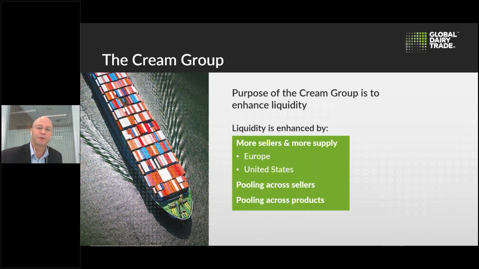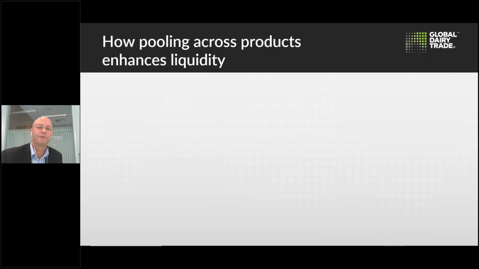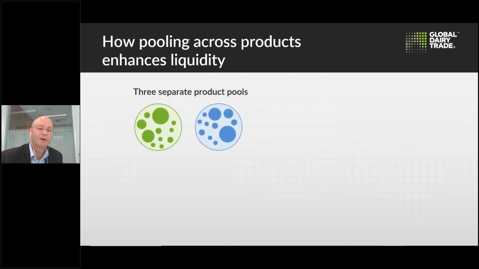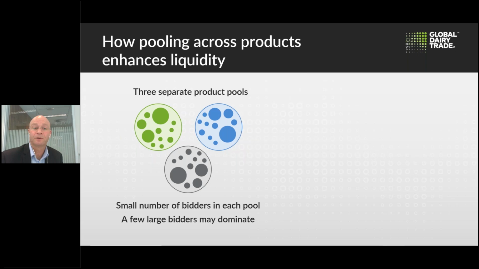So let's work through that in a very visual way. If we think of whole milk powder with regular, instant, and UHT, they could be sold as separate product pools. A seller might be interested to sell 3,000 tons. They could put 1,000 on regular, 1,000 on UHT, 1,000 on instant. That would be fine, but they would be operating separately, and you end up with possibly a few large bidders who are quite significant relative to the total size of the pool, and they could dominate.